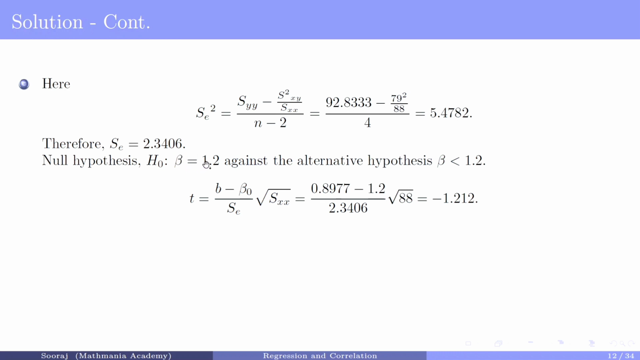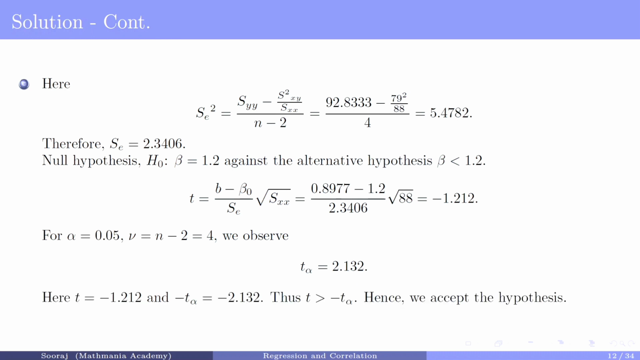And the null hypothesis is beta equals 1.2 against the alternate hypothesis beta less than 1.2. So we are going to make use of a one-tailed test. We again substitute the values into the test statistic and we get minus 1.212. From the table, we observe t alpha to be 2.132. Now we will have to compare these two things, t and minus t alpha, isn't it? So here we see that t is greater than minus t alpha, which means the value of t lies in the acceptance region, therefore we accept the null hypothesis, right?